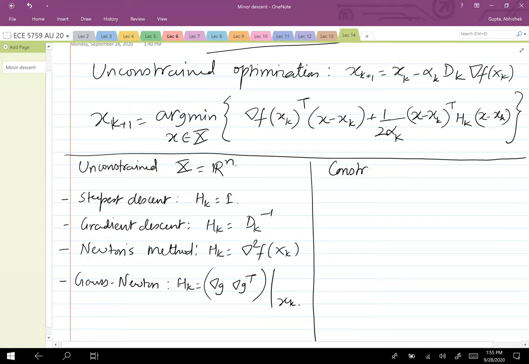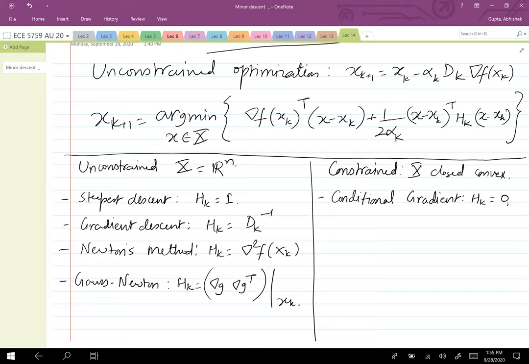All right, let's look at the constrained case where X is a closed convex set in Euclidean space. We talked about conditional gradient method. In this case, H_k was 0. But I want to make a note that the update scheme there was x_{k+1} equals x_k plus alpha_k (x bar_k minus x_k), and this x bar_k was the argmin. Okay, that was conditional gradient method.